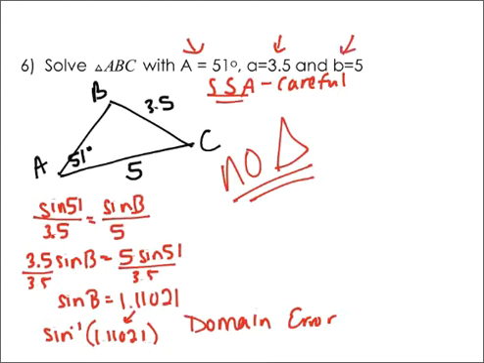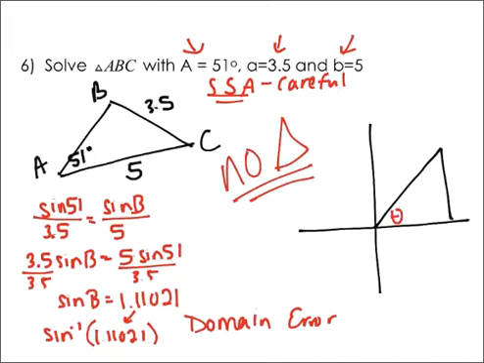All right, so let's think about that. Why did it not work? If we look at a triangle, here's our angle. Think about what sine means. Sine means opposite over hypotenuse. Well, the only way you're going to get a number that's bigger than 1 is if the opposite side is bigger than the hypotenuse. Is it possible for one of the legs to be bigger than the hypotenuse? No. So that's why there's a domain error. It's a nice easy problem because now you're done.